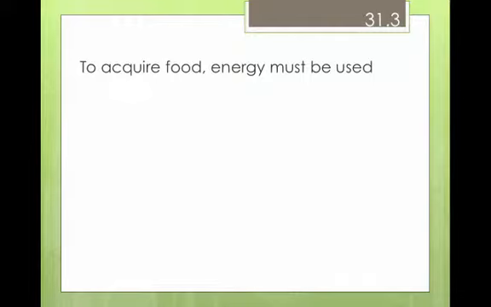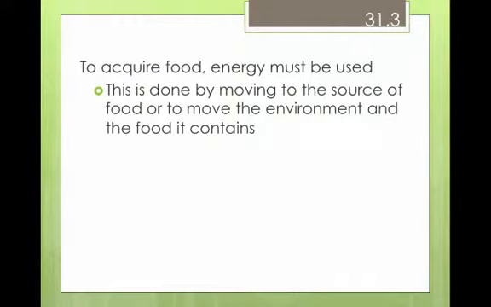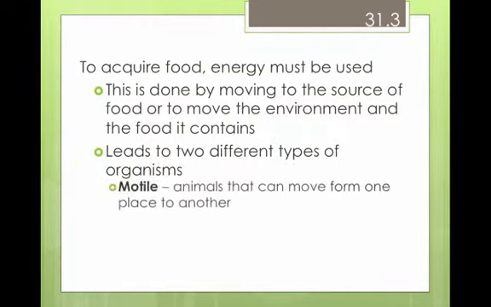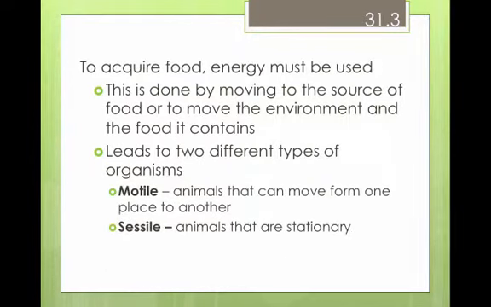To acquire food, energy must be used. This is done by moving to the source of food, or by moving the environment and the food it contains. So basically, animals can either go and capture their food, or they can bring the food to them. This leads to two different types of organisms: motile and sessile. Motile animals can move from one place to another, and sessile animals are stationary. Motile organisms go and get their food, and sessile organisms have to change their environment to bring the food to them.